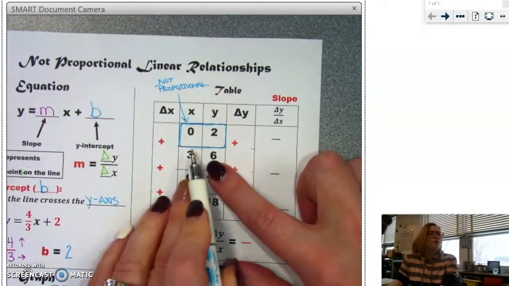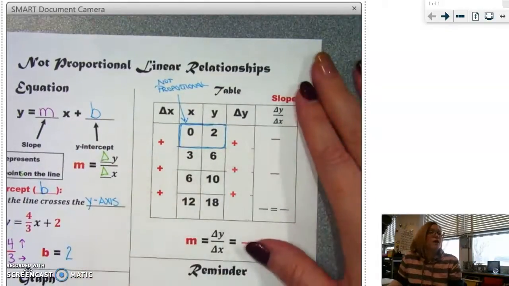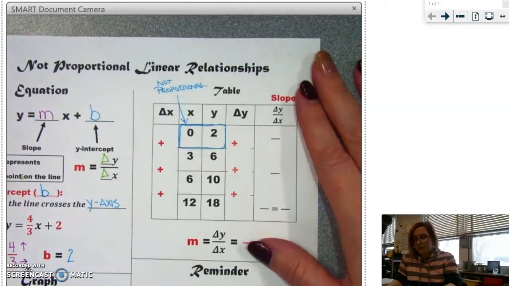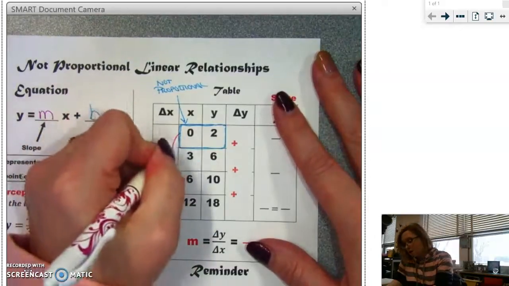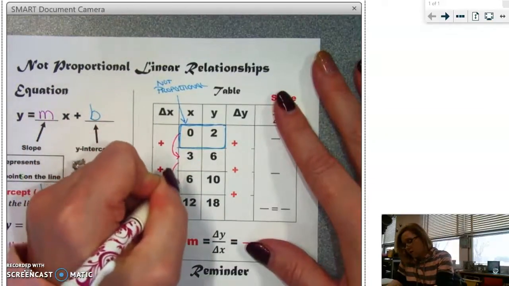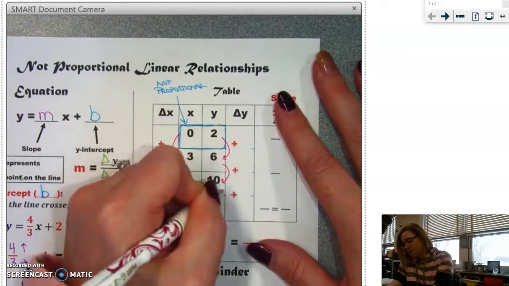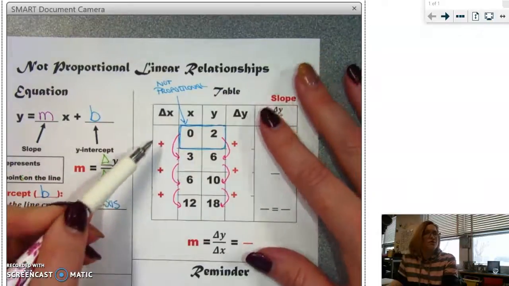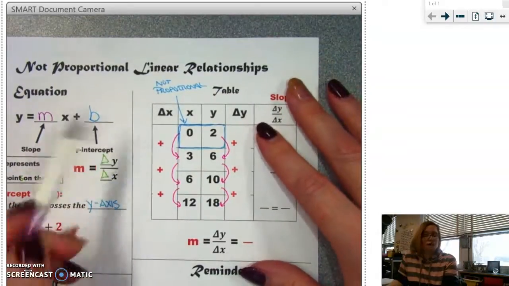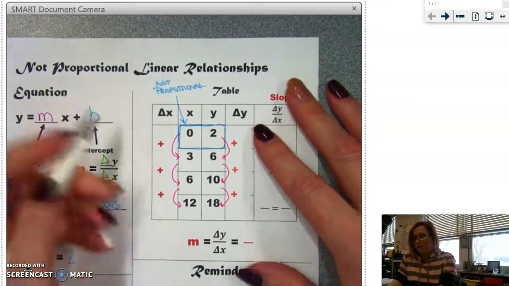If it was proportional, it'd be 0, 0. All right, so then we're going to find the difference. So we're going to draw our arrows going down this way and our arrows going down this way. And we're going to find the difference of the y's and the difference of the x's. So let's go ahead and start with the difference of our x's.